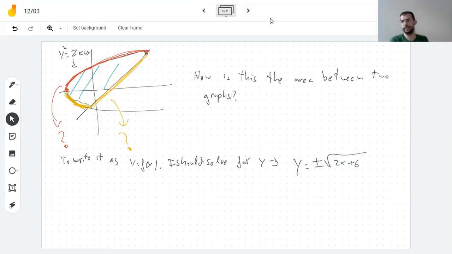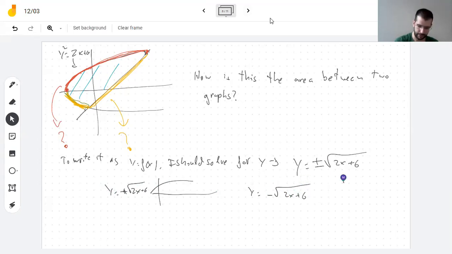Which one is it? If I write plus minus, that's not a function because it has two answers. It should have only one. So which one, is it positive or negative? Positive. Yeah, thank you, Matthew. So the positive one, if y is positive, that means it's on top of the x-axis. If y is negative, that means I'm getting the bottom half. So the answer is positive.